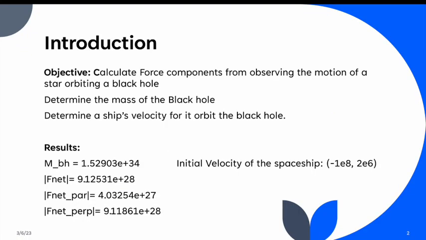So for the introduction, in this laboratory we're going to calculate the net force components from observing the motion of a star orbiting a black hole, and then we're going to determine the mass of the black hole itself. Next, we're going to determine the ship's velocity for it to orbit the black hole without getting sucked in by it. As a result, we're going to get the mass of the black hole, the net force, and the parallel net force, as well as its perpendicular net force. After that, we will get the initial velocity of the spaceship for it to escape, which I'll explain, along with both results, by its process and code.